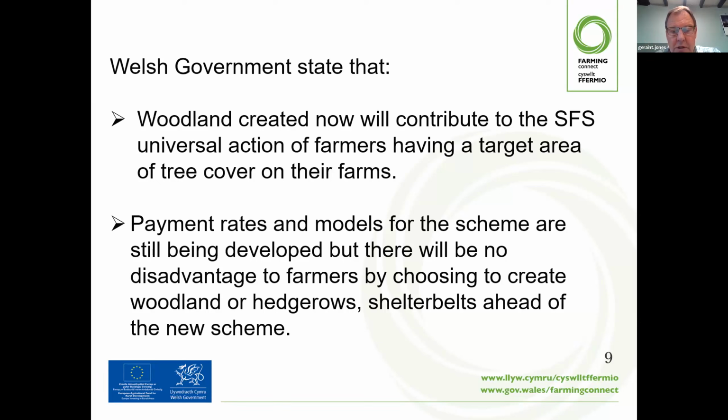There will be no disadvantage to farmers by choosing to create woodland or hedgerows, shelter belts ahead of the new scheme. So farmers can apply as and when the windows for these schemes are open. The next window opens in July, I think, 3rd week of July, for new planting.